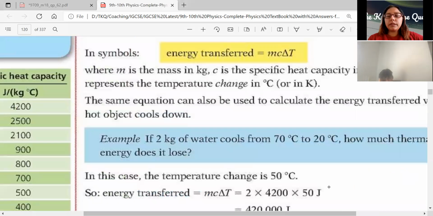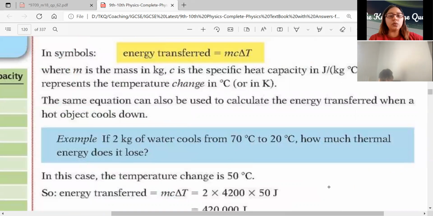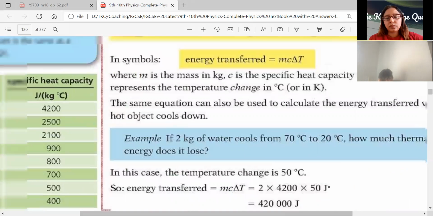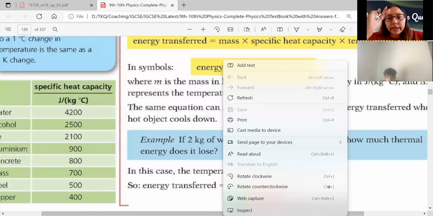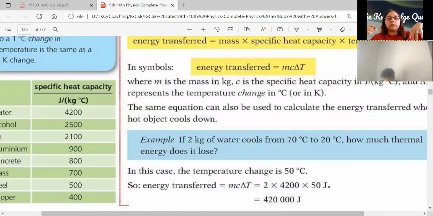2 kg of water cools from 70 to 20 degrees. How much thermal energy does it lose? When it is heating up, it is gaining energy. When it is cooling down, it is losing that energy, right? So you have to tell how much of this energy is being lost.